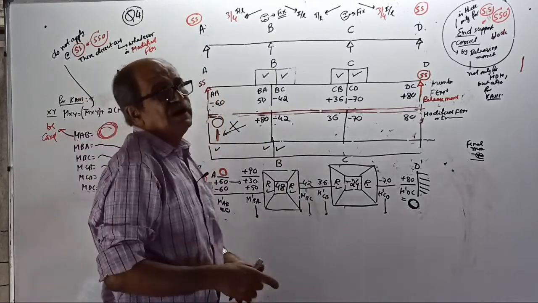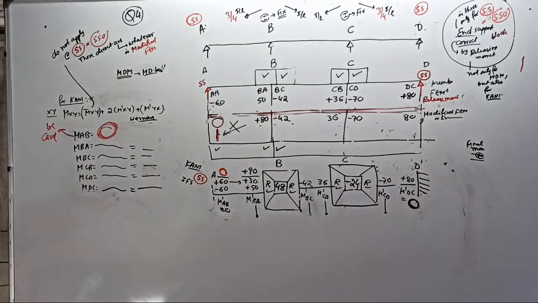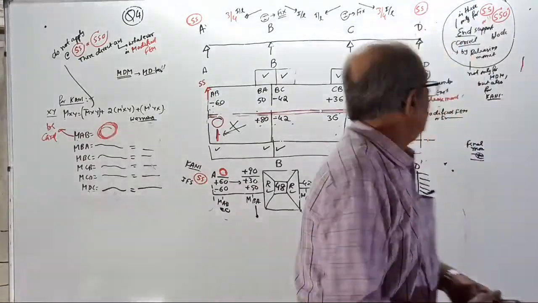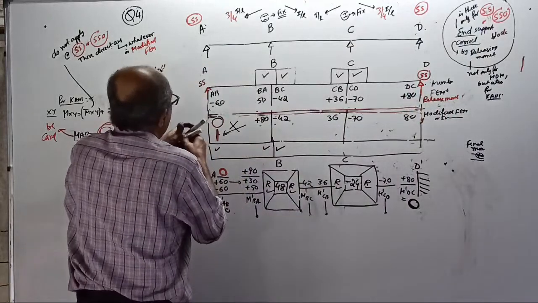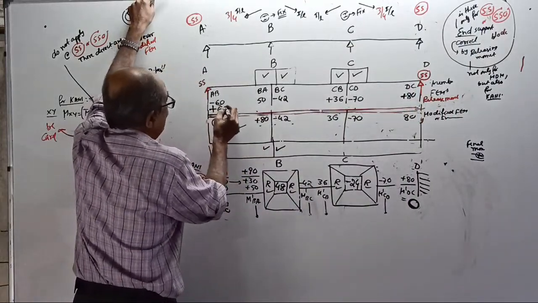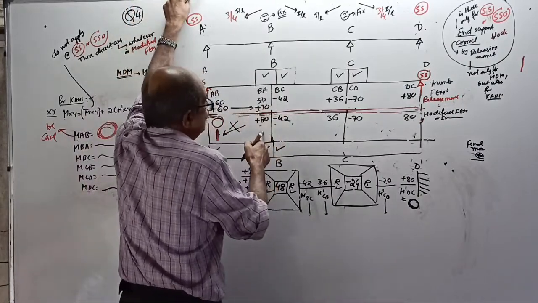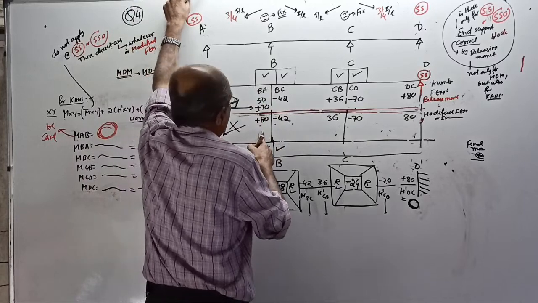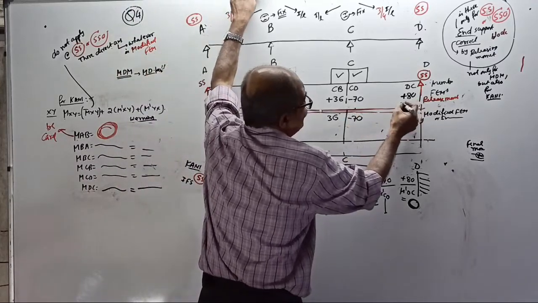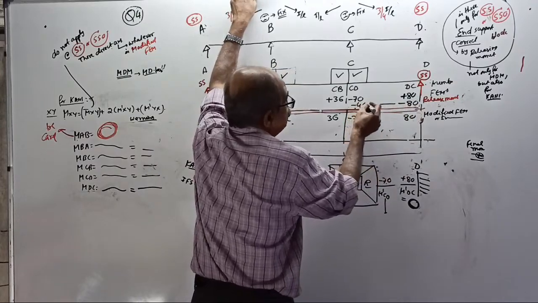This time, release moment where? This time, release moment at both A and D. Come to A, minus 60 is there, make it 0, plus 60, carry over half here, plus 30, and then last here, plus 80 is there, make minus 80, carry over half here, minus 40.